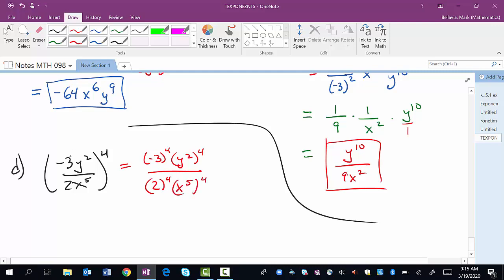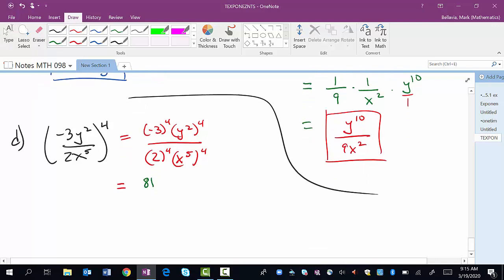So you bring that power of 4 to every single factor in here. Sometimes people think of it almost like distributing. It's not distributing, but it's the same type of idea where you're bringing it to each piece. Evaluating this, negative 3 to the 4th power, and a negative to an even power, remember, is going to be positive. 3 to the 4th is 81. Y squared to the 4th, when you have a power to a power, you multiply, so it's y to the 8th. And it's over 2 to the 4th, which is 16. Then x to the 5th to the 4th, power to a power, you multiply, is x to the 20th.